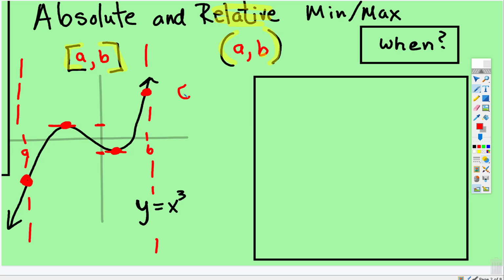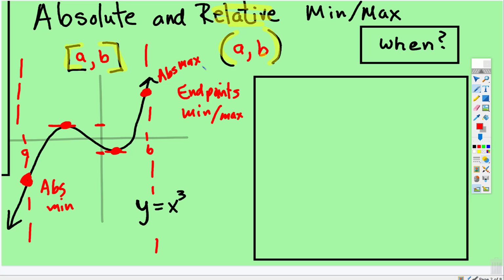Because what we care about is we're going to look at the endpoints and we're going to look at the mins and the maxes, right? So this curve is a max, this curve is a min, but these are the actual endpoints, which in this case, this is the lowest point. So this would be the absolute min. And this is a high point, the highest point in that interval. That's the highest point.